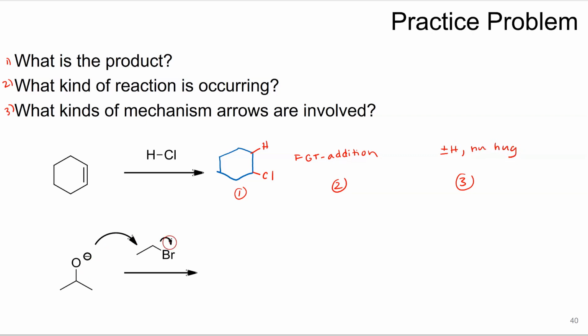Okay, and if I follow the arrows here, I'm going to form a new bond to this carbon, and then that comes along. The reaction, this is an addition. Arrows here are nucleophilic hug, and also loss of leaving group.